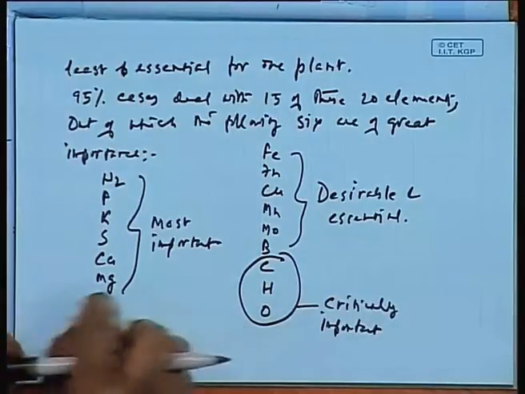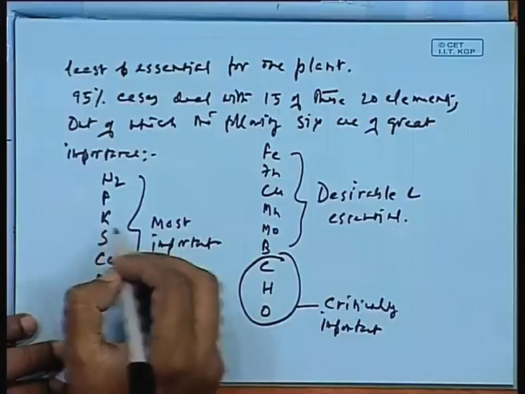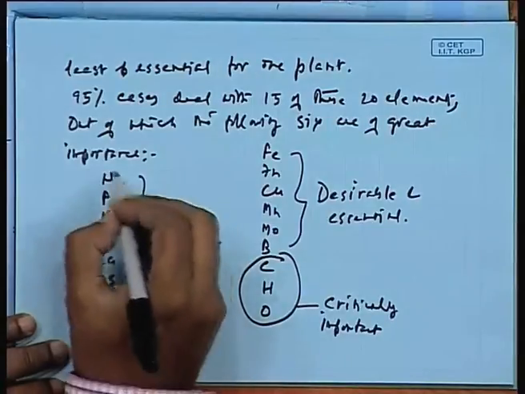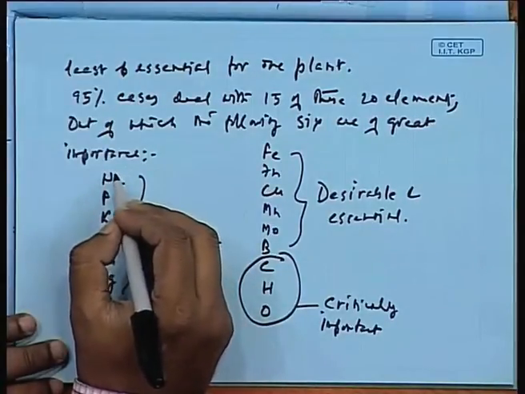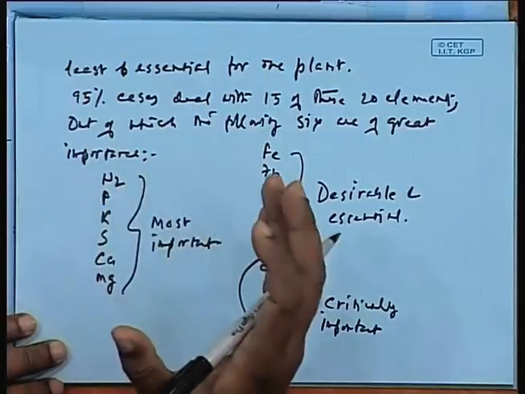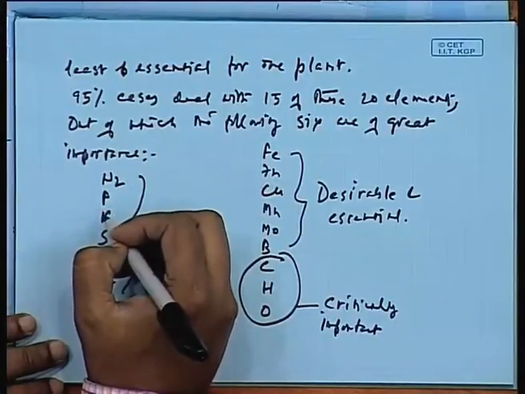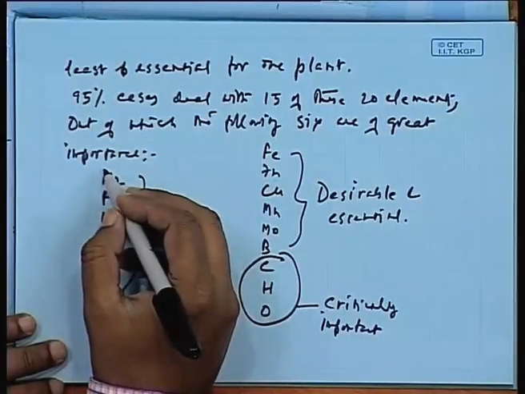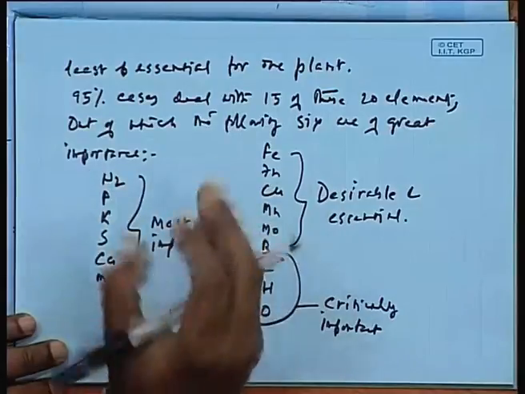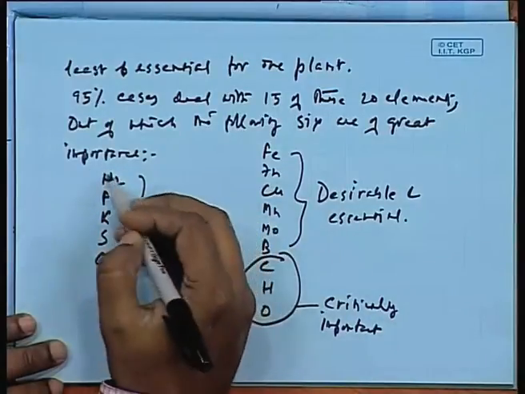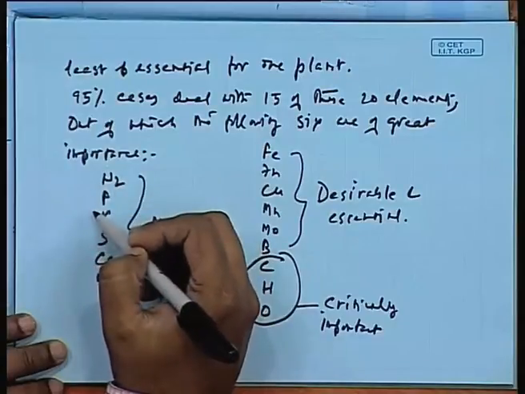Here you can see this works mostly for the fertilizers that we use. We say that it is given a number, NPK. NPK is nitrogen, phosphorus and potassium. These three form the most important elements in any fertilizer, mostly in inorganic fertilizer.